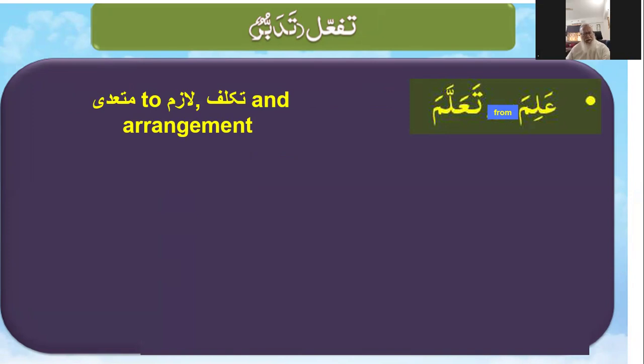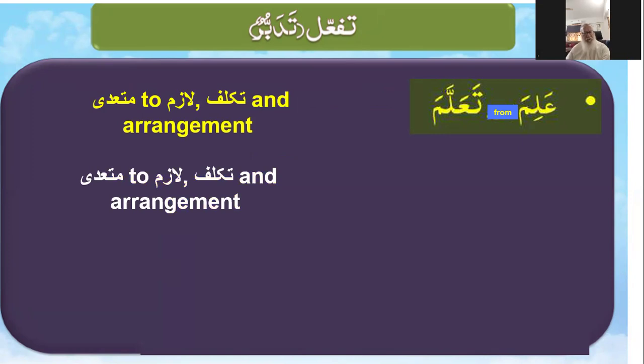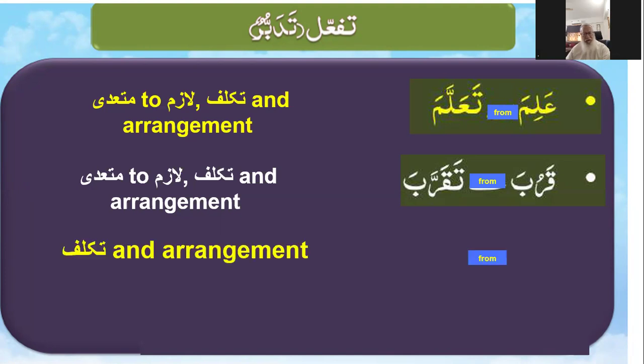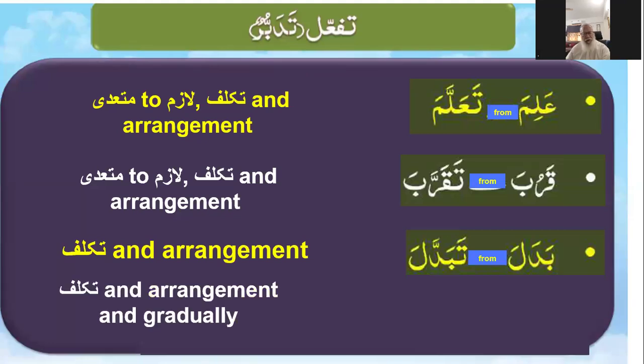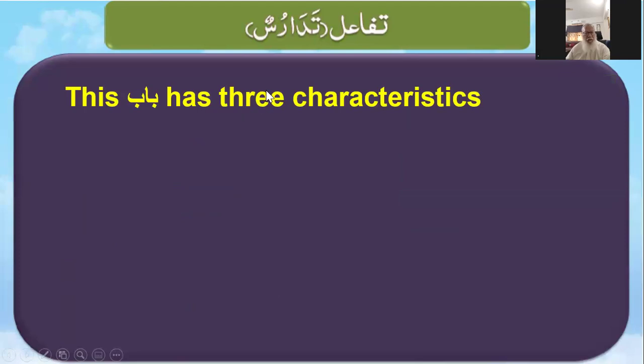You have to spend, even this short course, you have to spend 2.5 months. Or for this QC6, you have to spend even 10 months to 1 year. Or it may be just like from karuba, takarraba. Mutadi to lazim and takalluf and arrangement, all the three characteristics are formed. And takalluf and arrangement example is from baddala, tabaddala. Takalluf and arrangement and gradually, all the three meanings. The example is from shabaha, tashabbaha.